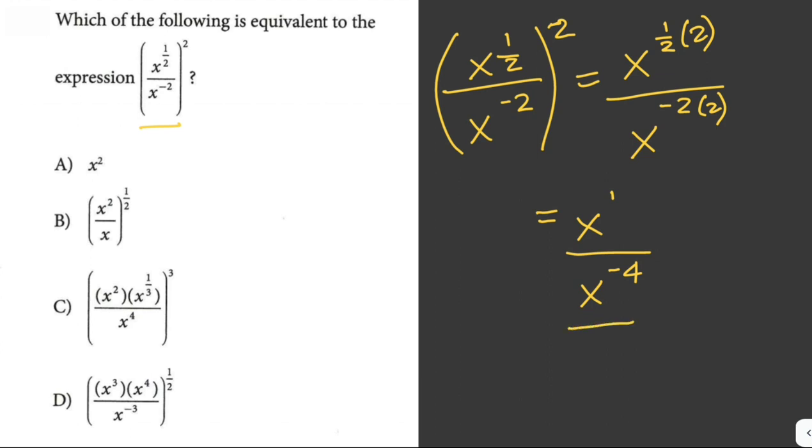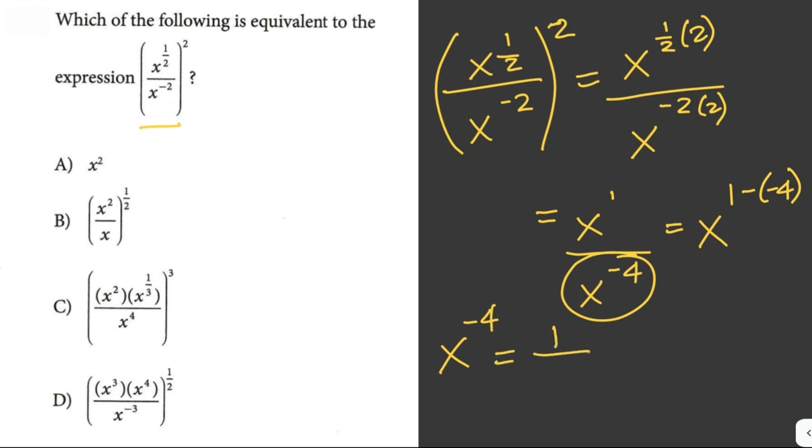Okay, now to solve this, we can use the division rule of the law of exponents by subtracting the exponents. So this is x to the 1 minus negative 4, or we can write x to the negative 4 as 1 over x to the 4th. So this is just x to the 1 plus 4, which is equal to x to the 5th.